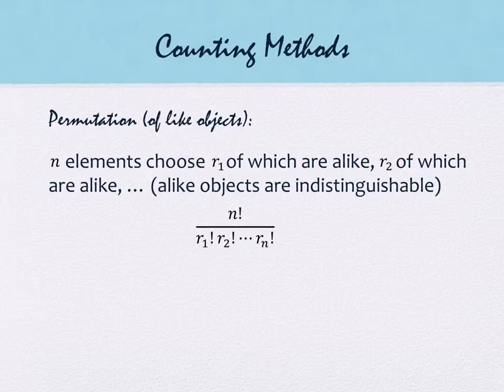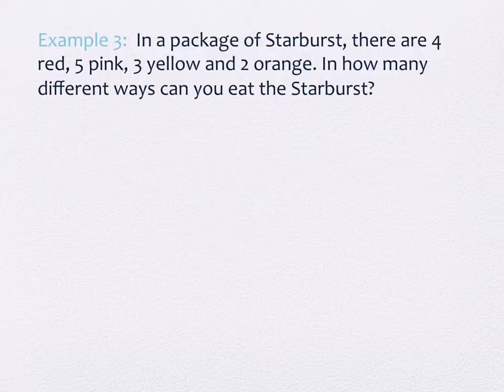So I'm going to do my examples with Starburst. In a package of Starburst, there are 4 red, 5 pink, 3 yellow, and 2 orange. And how many different ways can you eat the whole package of Starburst? We're not selecting one item. We're eating the whole package, okay? So how many Skittles do you have total? There are 14, that's right.